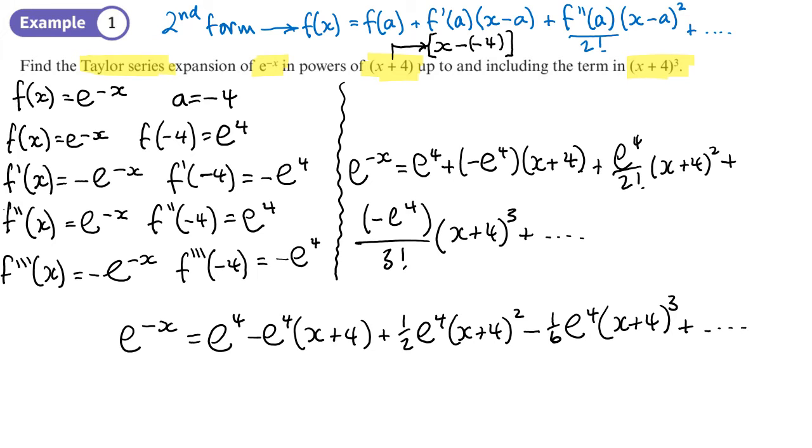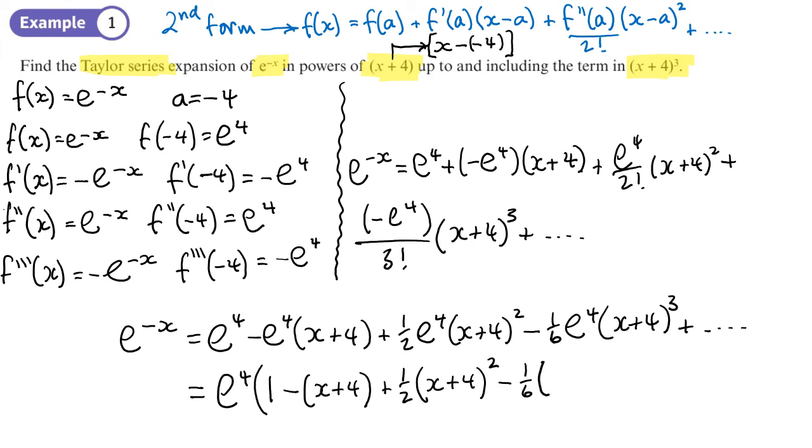So we can factorize this. You can take e to the 4 out, so you'll have 1 minus (x + 4) plus half (x + 4) all squared minus 1/6 (x + 4) all cubed. So here we have our expansion, which is centered around negative 4.